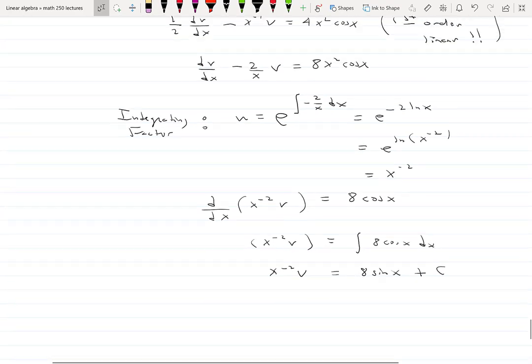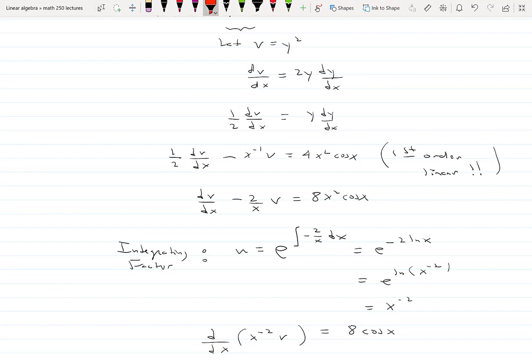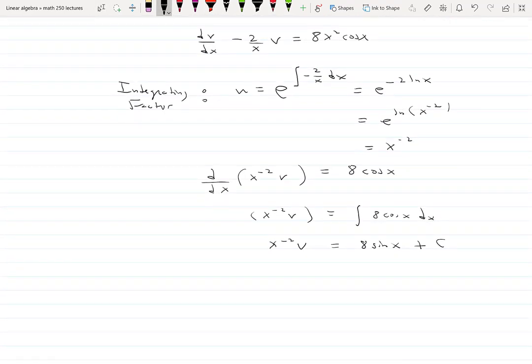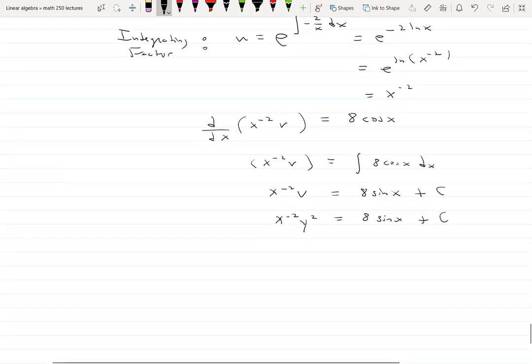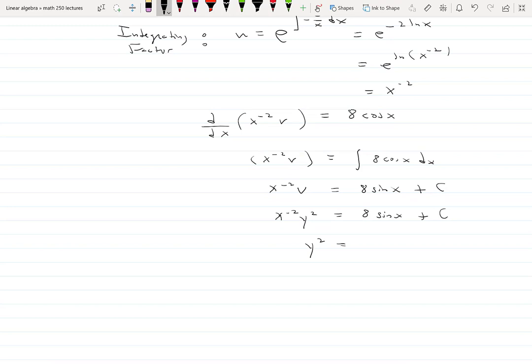Then let's get rid of that v. Remember, v was y squared. Yeah, v is y squared. So let's write the solution in terms of x and y. So x to the minus 2 y squared equals 8 times the sine of x plus a constant. Okay, and that would be fine. You could also imagine some textbooks are going to want positive exponents, but it really doesn't matter. This is the solution I have is just fine, or you can multiply, say, by x squared on both sides. Let's say y squared equals x squared times 8 sine x plus c. But this line above is just fine.